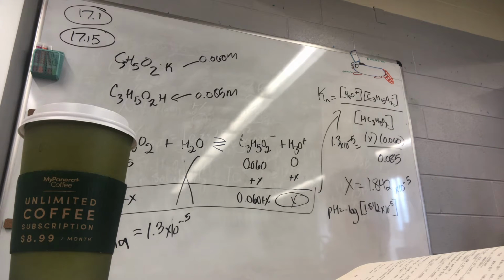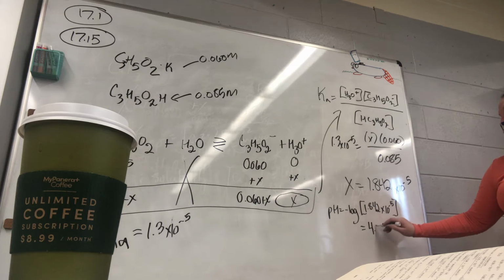This is just part A of the problem. How many are there? B and C. The next ones aren't that bad though. They actually use the common ion in the next ones. What'd you get? 4.74. Yeah. What you got?